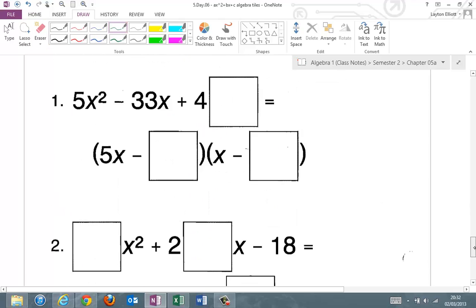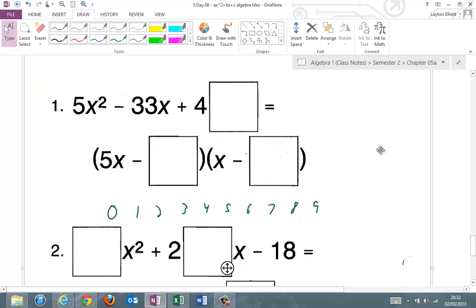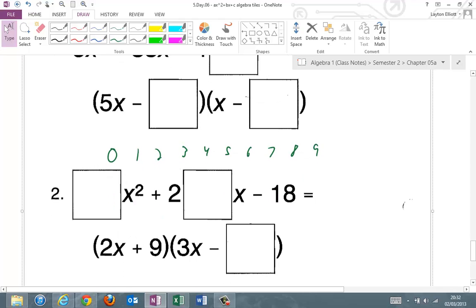Okay, one more set. 0, 1, 2, 3, 4, 5, 6, 7, 8, 9. 5 times 1 is 5. Check. I have a box times a box equaling 40 something. That's no help. You know what? Let's maybe take these down here, because there seem to be a lot of blanks here that really aren't helping me figure out what I need to get to. I have 5 times something plus something times x equaling 33. That's just too much stuff going on.